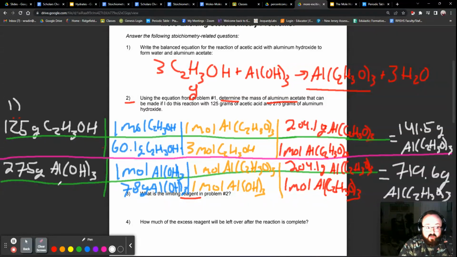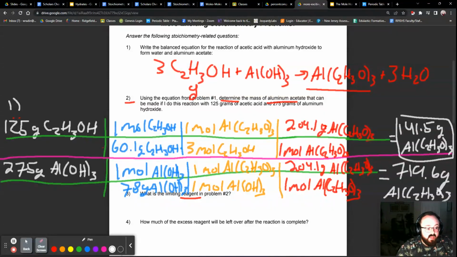I just don't have enough of my acetic acid, C2H3O2H, because I'm only going to produce 141.5. So the amount that I'm actually going to produce is only going to be this amount. I can't make my 719.6. I can't get that full amount because I just don't have enough acetic acid. I would need more grams of acetic acid to utilize all of my aluminum hydroxide. I'm going to have leftover aluminum hydroxide.